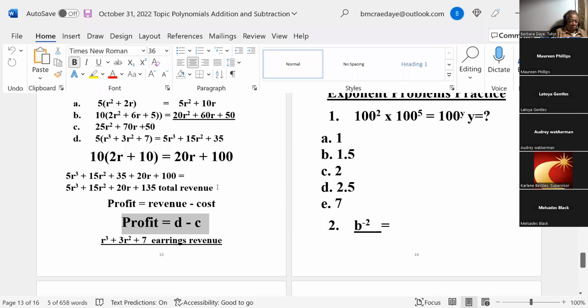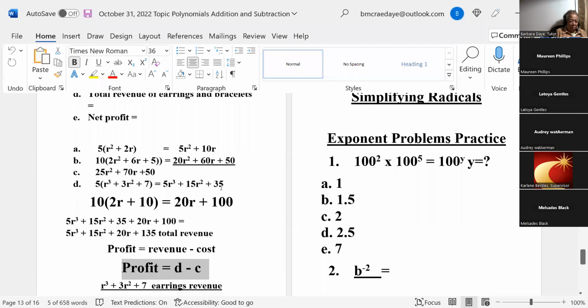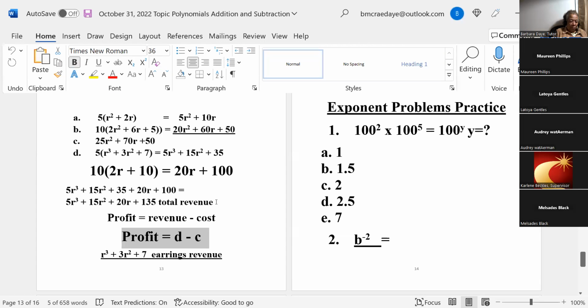That's right here. Total revenue. So it's revenue D, 5R to the third plus 15R to the second plus 20R plus 135. That's D. Okay. And of course you have C here, the total cost. So plug the total revenue in, plug the total cost. Tell me what you got for your profit.